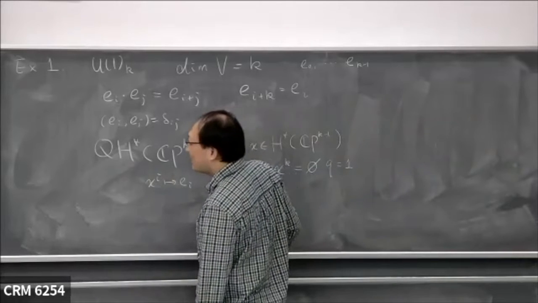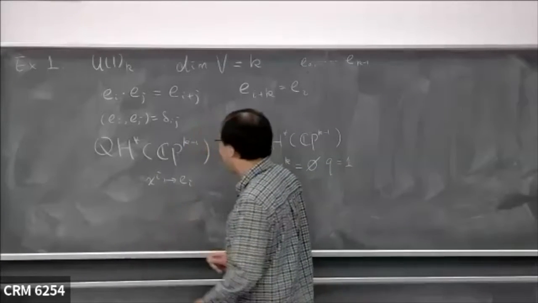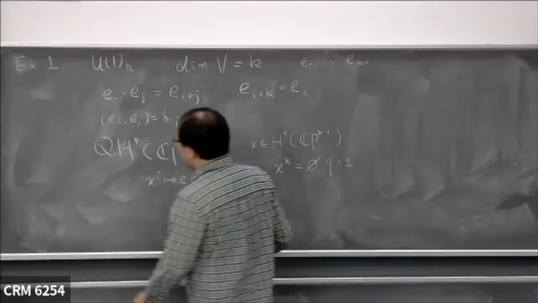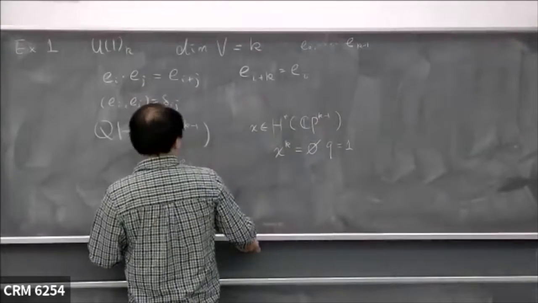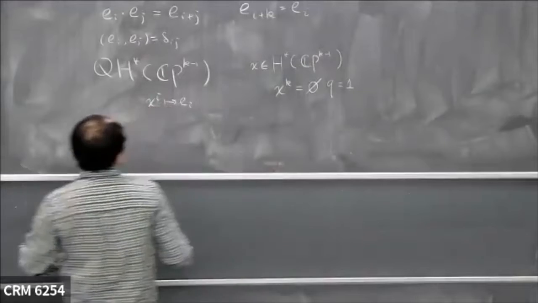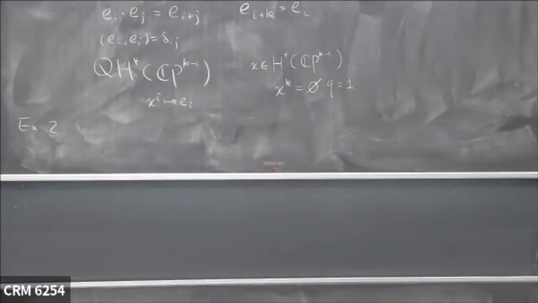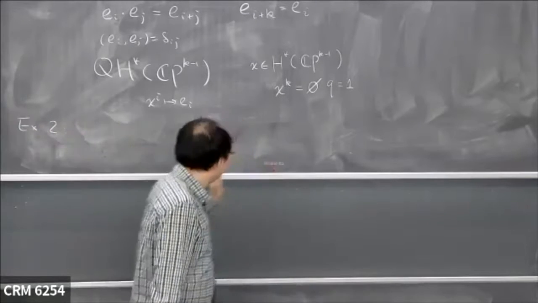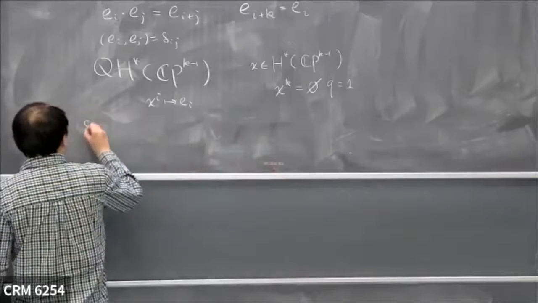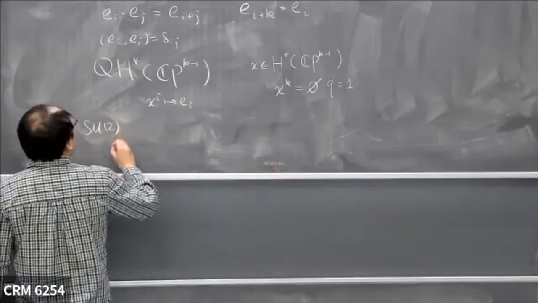But of course, I will not go into the Fukaya category. So instead, I will switch to the next example. But before this, is there any question about this basic example? So the next example is SU(2) at level K.